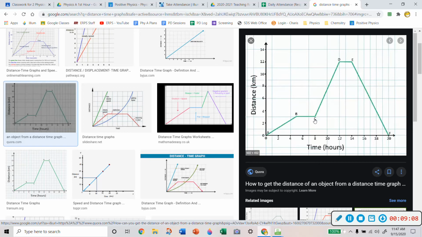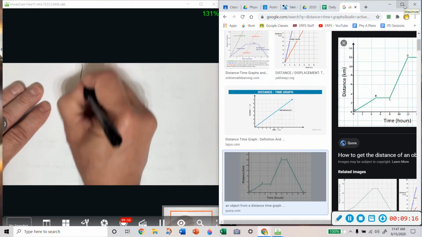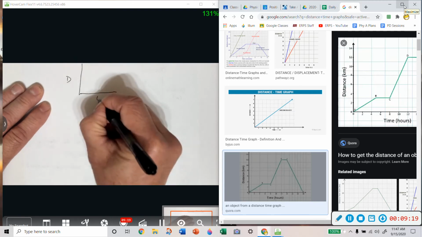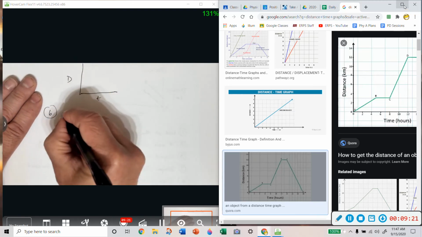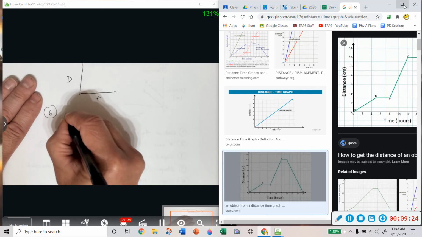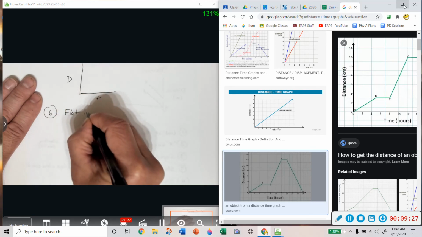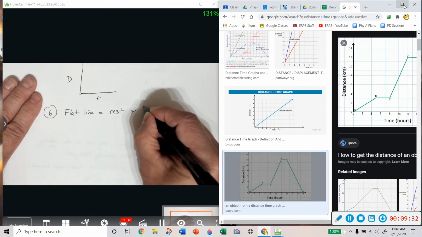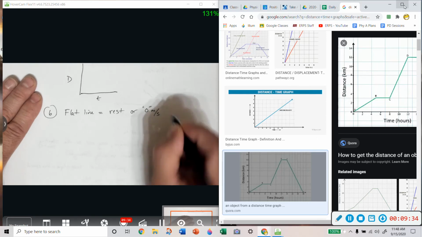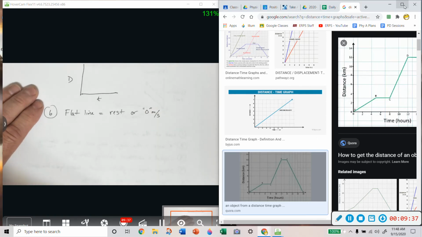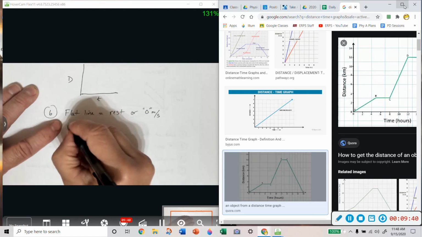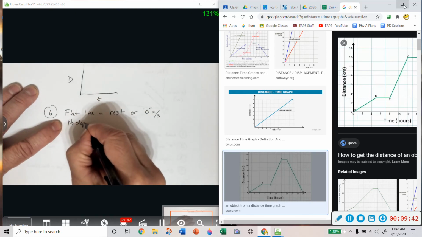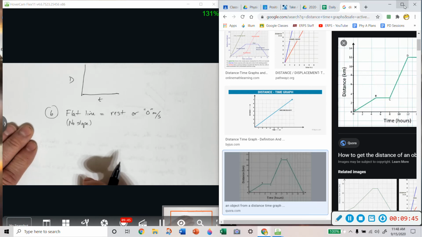So what we know now about our graph, what I put down here is number 6 on our chart, is we have our distance time graph. We have number 6, and what we have is that a flat line means rest, or 0 meters per second. Okay? It's not moving. That's something you need to have. Sometimes they call that a no slope line. A flat line means no slope. Okay? That's what you need to do.